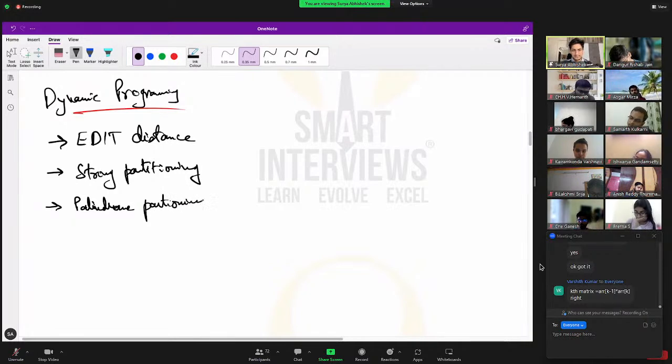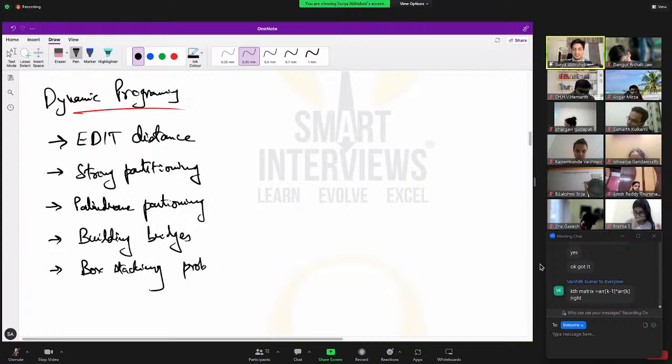Palindrome partitioning. Then you have different types of problems like building bridges and box stacking problem. This is a very fun problem, box stacking problem. Box stacking problem is basically taking the longest increasing subsequence problem and extending it to a 3-dimensional problem instead of a 1-dimensional problem.